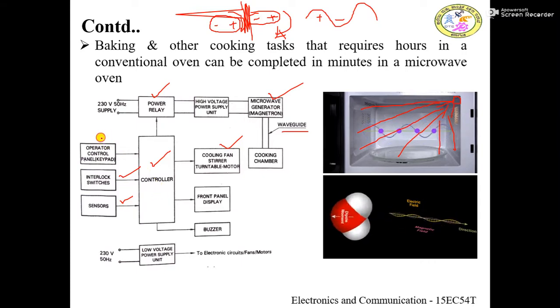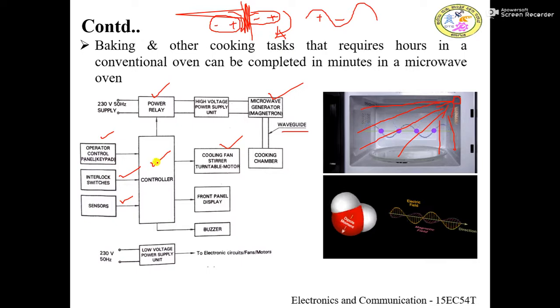Next one is the operator control panel. As I told you, in some automatic microwave ovens, the oven itself will decide the timer, or itself will set the power level of the microwave generator. In some cases, an operator control panel is also given. A keypad is given to the user so that the user can set his own timer and his own power level. So this is the provision for the user to have control over the controller.